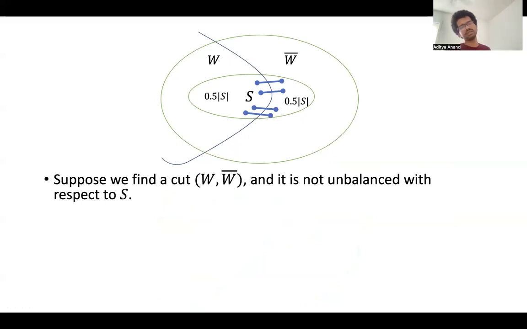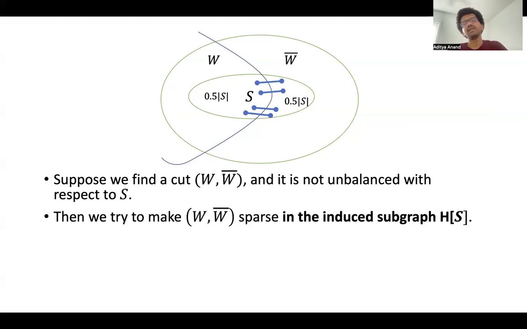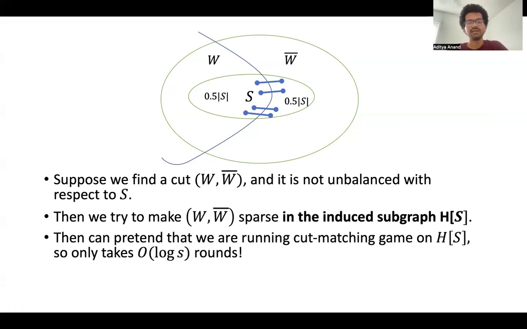Then if this is the case, that S is cut 50-50, now what we want to do is try to update this cut, the blue cut, and get a similar looking cut, but we want the cut to be sparse inside S. So if you look at these blue edges, we want not too many of them to be there. Okay.